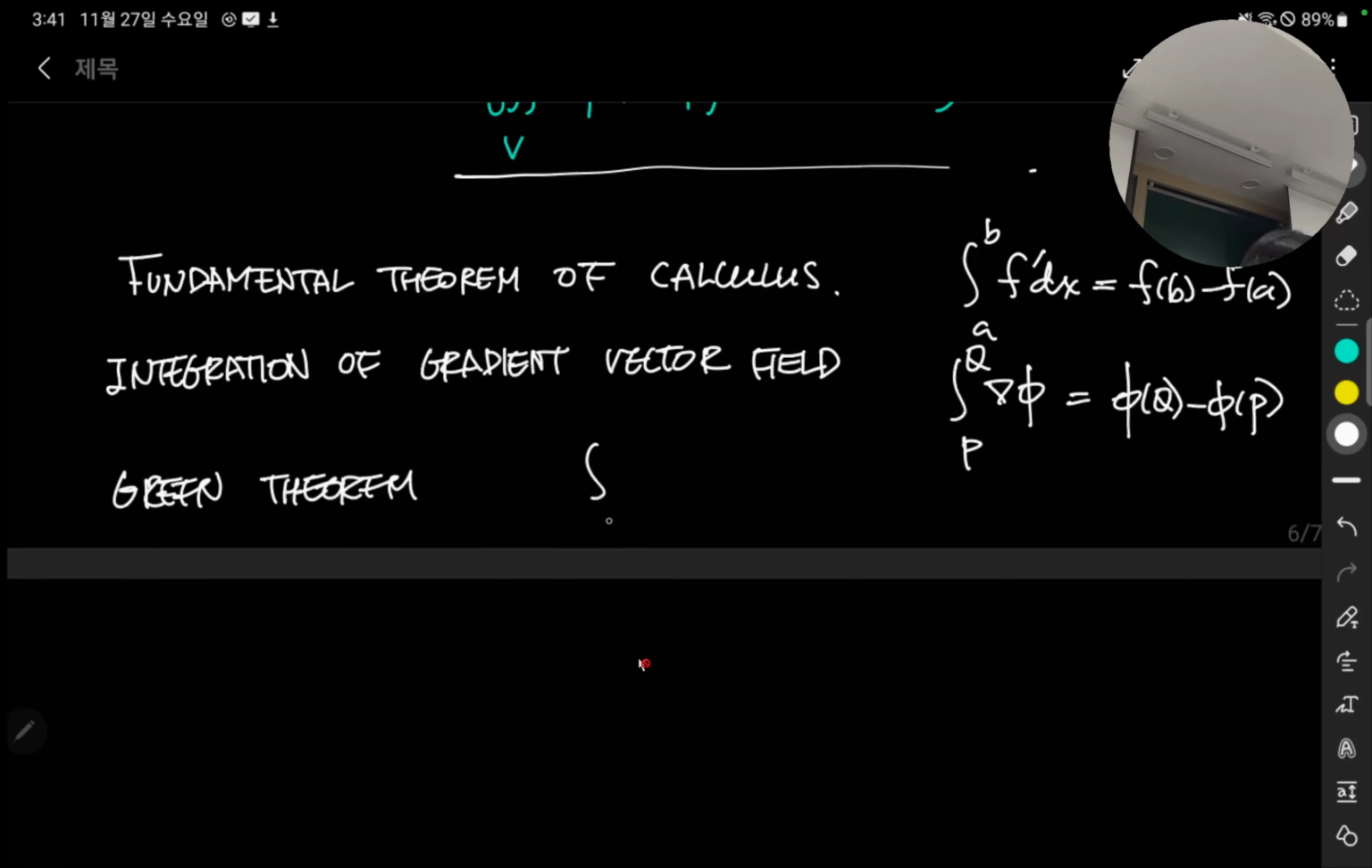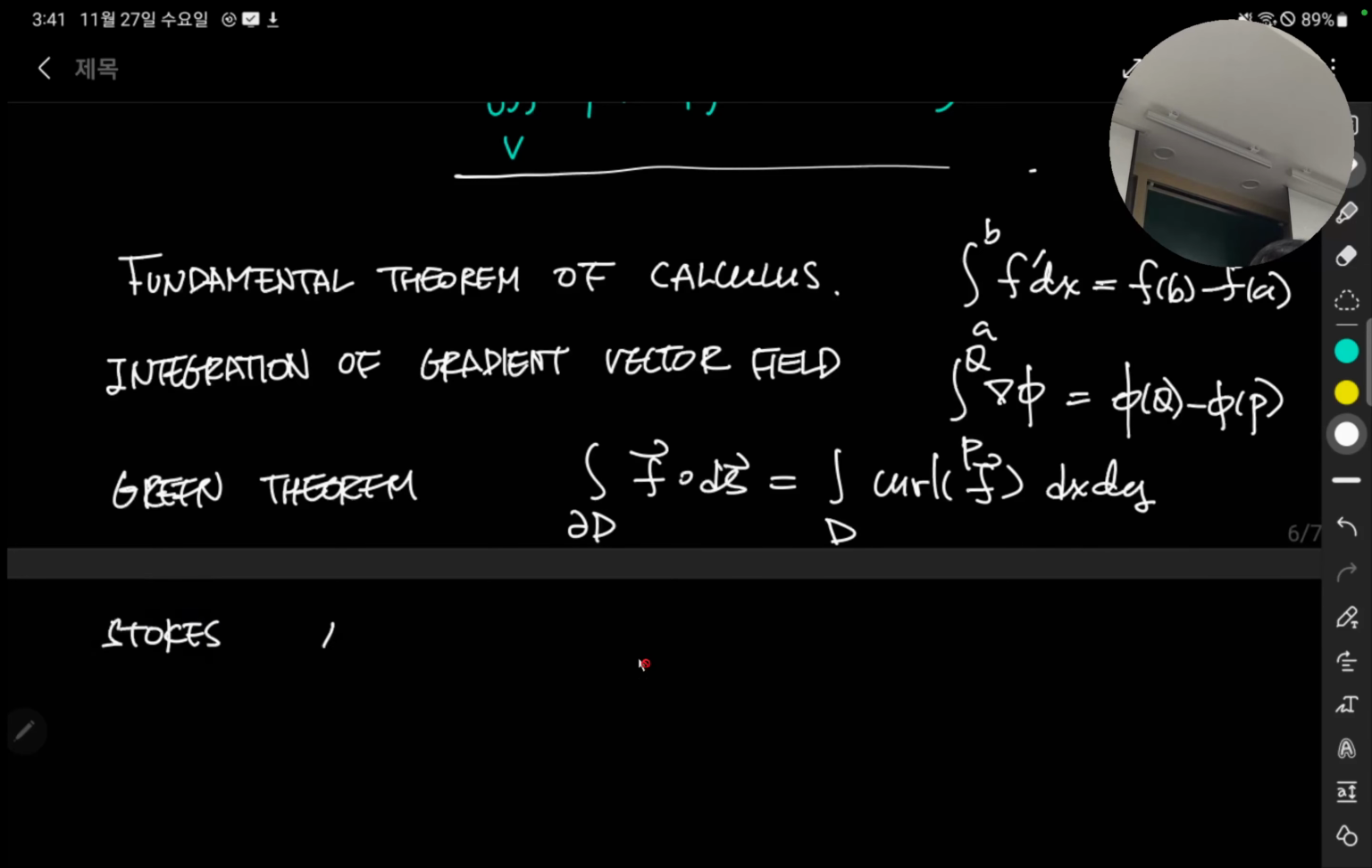It says the line integration of the vector field turns into a surface integration of a curl of a vector field, dx dy. And Stokes' theorem says a similar thing, but the curl is not a value anymore. It's just really a vector field.